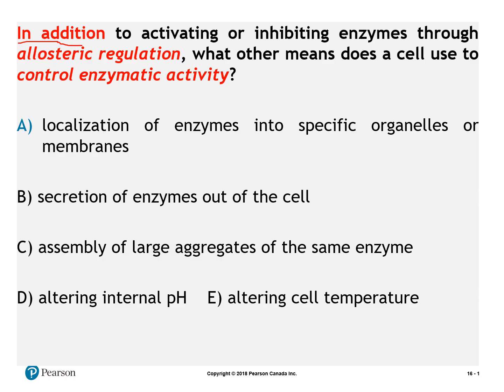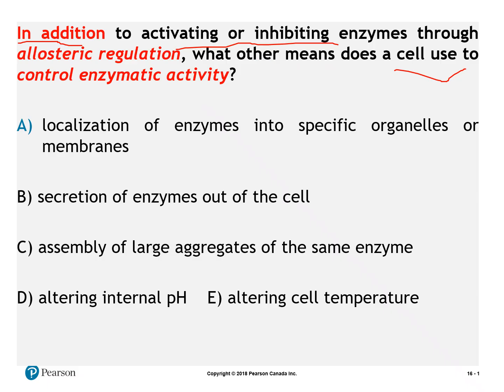In addition to activating or inhibiting enzymes through allosteric regulation, what other means, what other mechanism does a cell use to control enzymatic activity? So again, in addition to allosteric regulation, is there another mechanism that the cell uses to control enzyme activity?